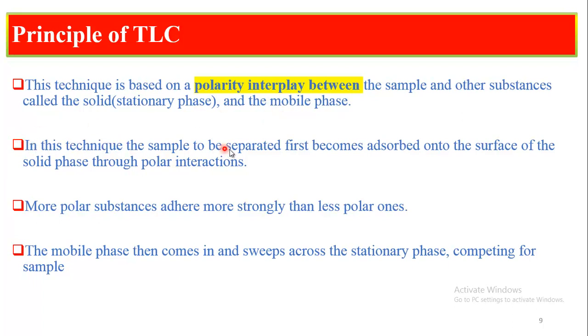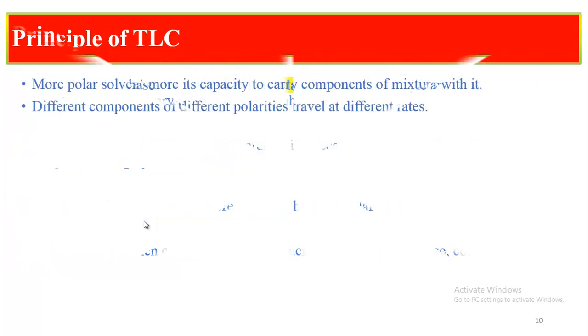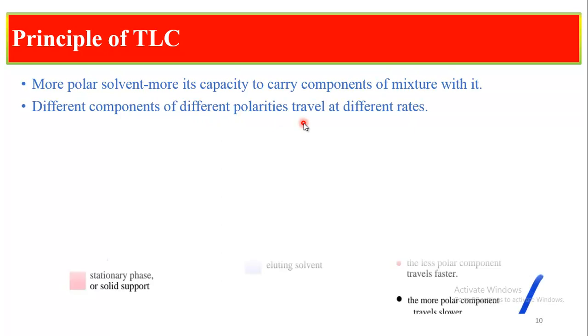In this technique, the sample to be separated first becomes adsorbed on the surface of the solid phase through polar interaction. After that, polar substances adhere more strongly than less polar ones, and the mobile phase comes in and sweeps across the stationary phase, competing for the sample. So the less polar comes first and then the others. The more polar the solvent, the more its capacity to carry components of the mixture with it. Different components of different polarity travel at different rates.